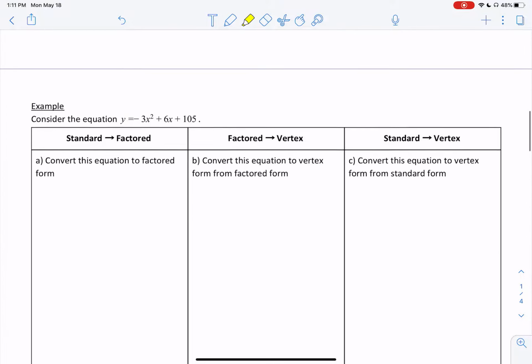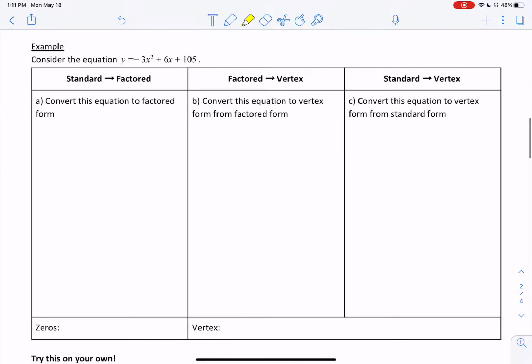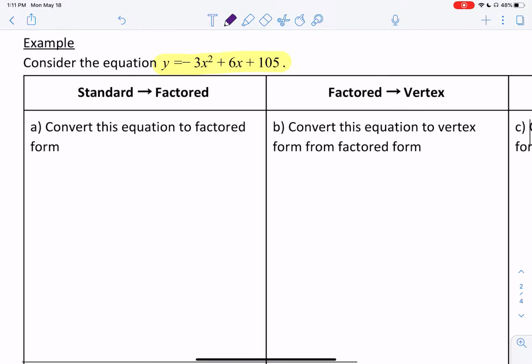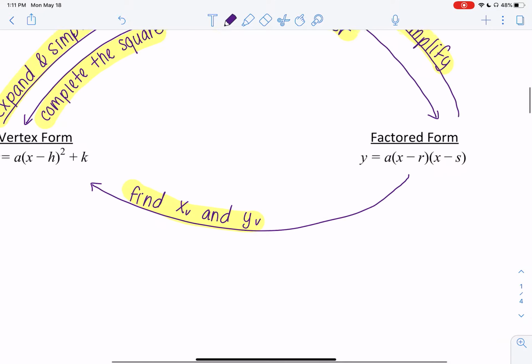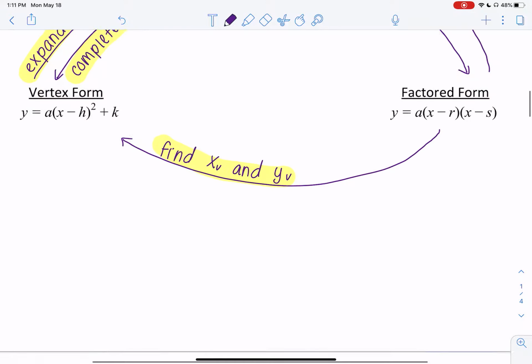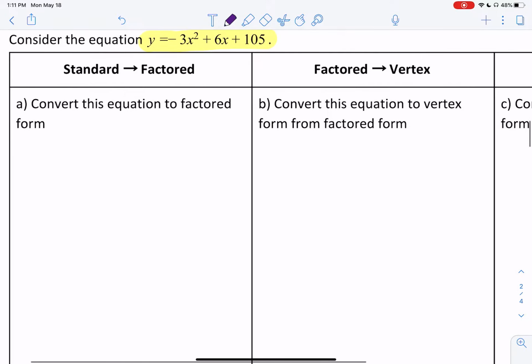So for our first example, we have this equation here, and that's going to be the equation we're going to focus on for all of these examples. For part A, we're being asked to convert this equation to factored form. If I'm not sure how to do that at this stage, I'm just going to look up here, and I'm going from standard form to factored form, so I'm just going to factor it. Eventually, you'll get to a point where you don't need to reference the chart, but if you do have to for right now, that's totally okay. So I'm just going to write it out.